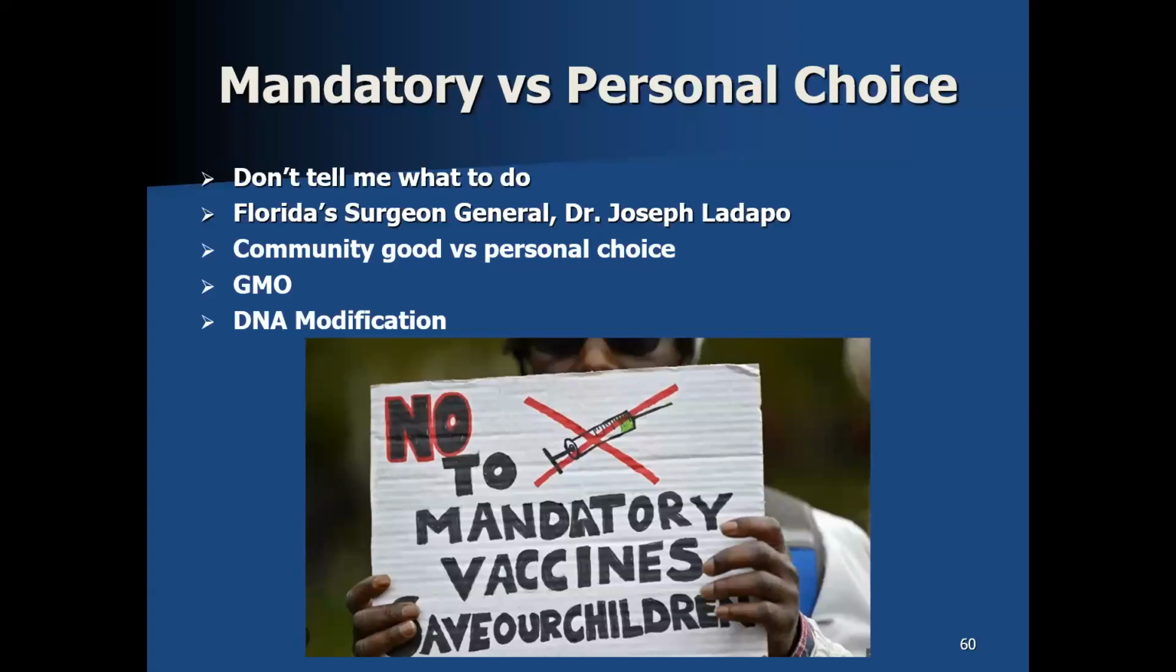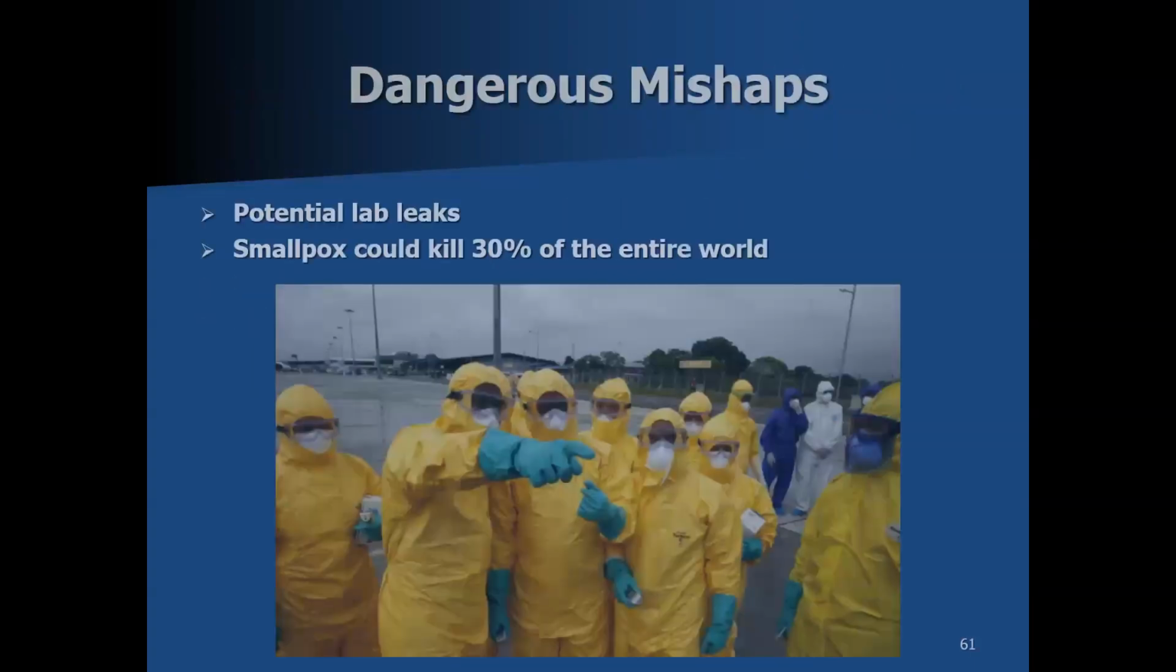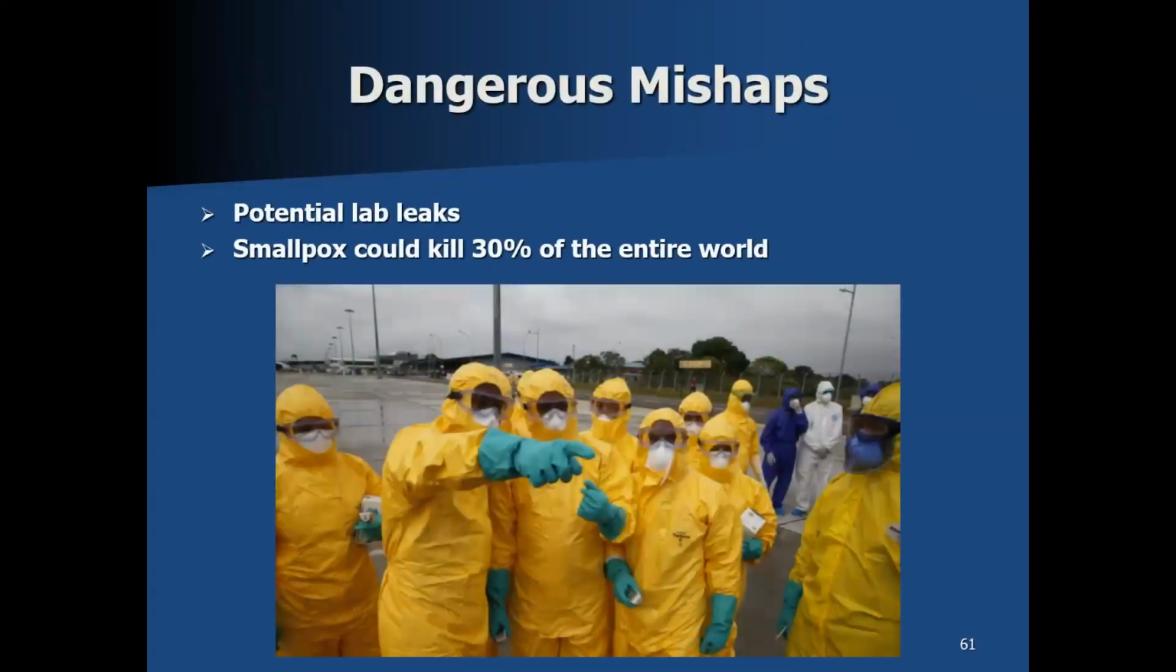GMO foods are scary enough. What will happen when we start messing around with our DNA? Should we mess around in a lab with these viruses and bacteria? Accidents can and have happened. One of the theories of the origin of the COVID-19 pandemic is a lab leak. Bioweapons have been used during wars and could be used again with unknown consequences.